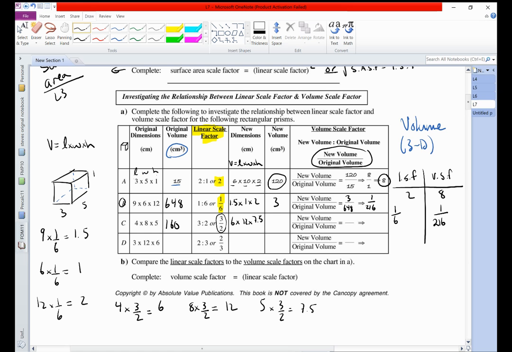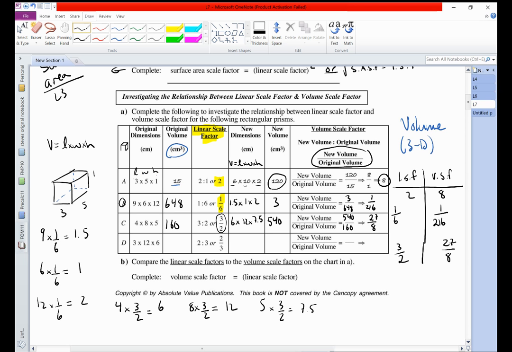So the new volume from our new dimensions, 6 times 12 times 7.5, is going to give us 540 centimeters cubed. New volume divided by original volume, you know the drill. 540 divided by 160, and we can reduce that to be 27 over 8. So our last one here was our linear scale factor of 3 over 2, and we have a volume scale factor of 27 over 8.